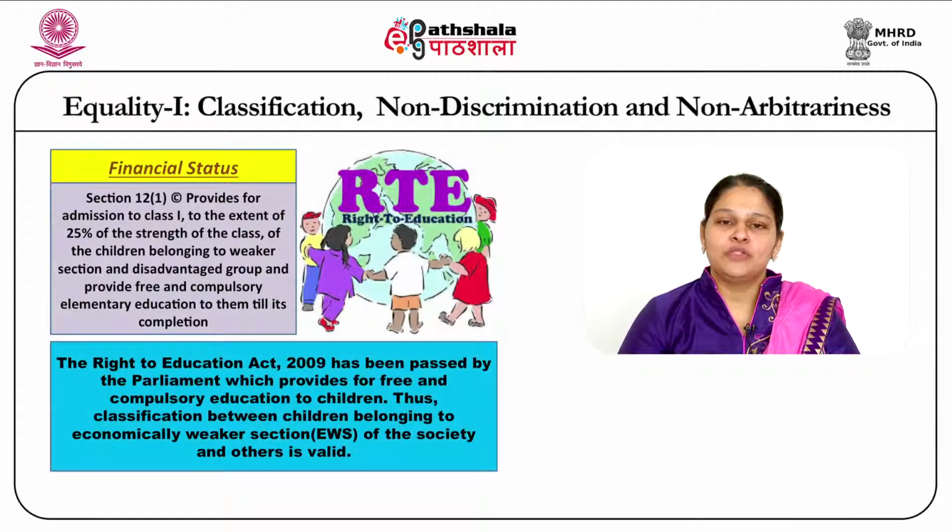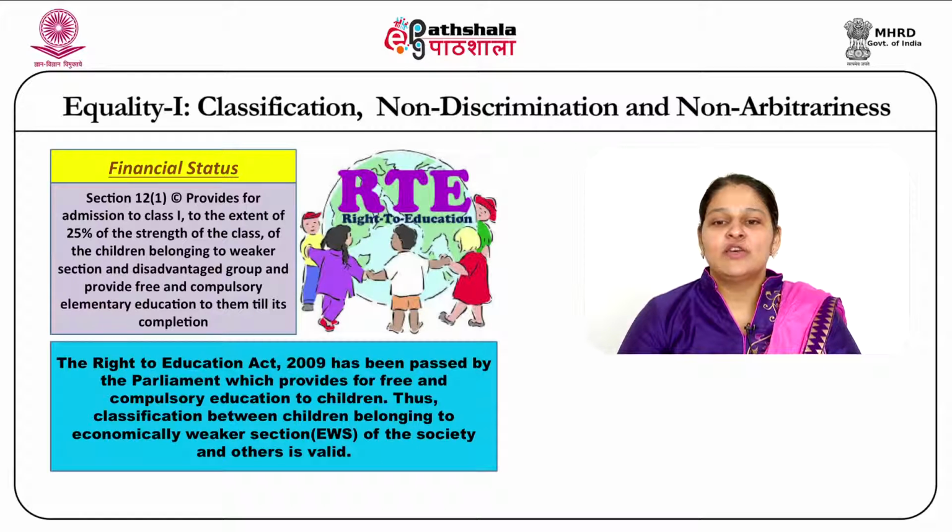There could be classification on the basis of financial status also. The Right to Education Act 2009 has been passed by the Parliament, which provides for free and compulsory education to children. Section 12, subsection 1, clause C of this Act provides for admission to class 1 to the extent of 25% of the strength of the class of the children belonging to weaker section and disadvantaged group, and provide free and compulsory elementary education to them till its completion.